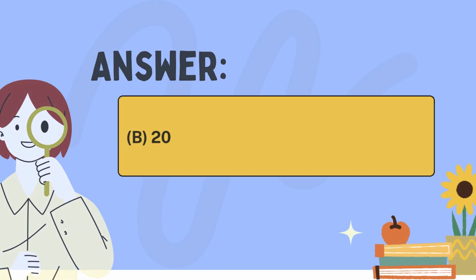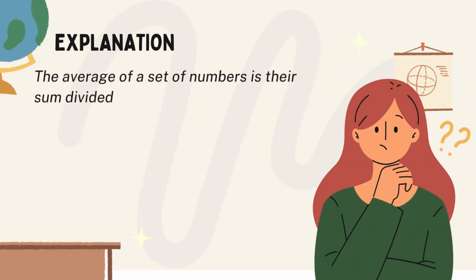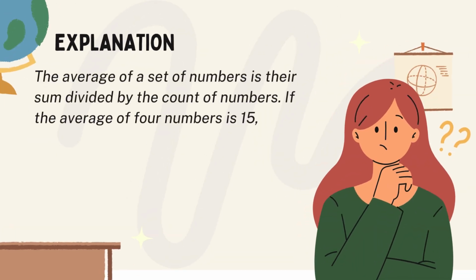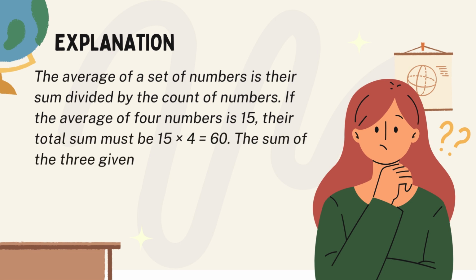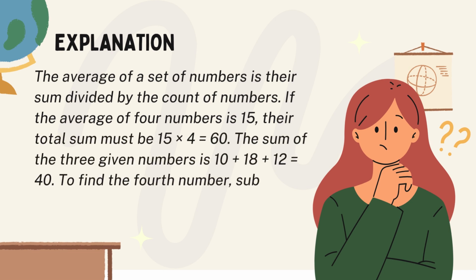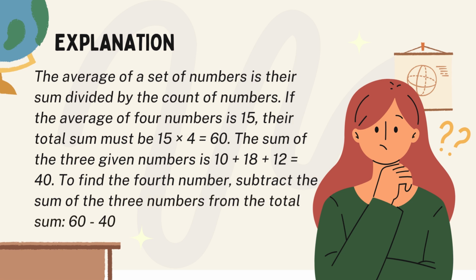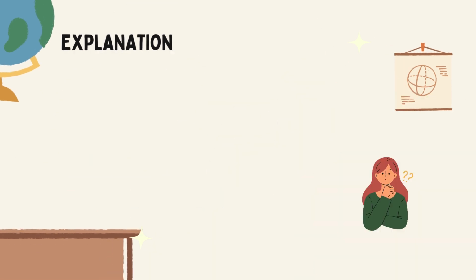Answer: B. 20. The average of a set of numbers is their sum divided by the count of numbers. If the average of 4 numbers is 15, their total sum must be 15 times 4 equals 60. The sum of the 3 given numbers is 10 plus 18 plus 12 equals 40. To find the fourth number, subtract the sum of the 3 numbers from the total sum. 60 minus 40 equals 20.